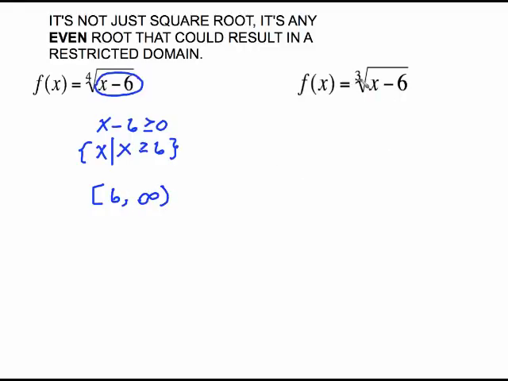This is a cube root. You can take the cube root of a negative, which means there is no problem with a negative value for x. There is no number that we need to exclude from our domain. So our domain on an odd root is going to be all real numbers, which is -infinity to infinity.